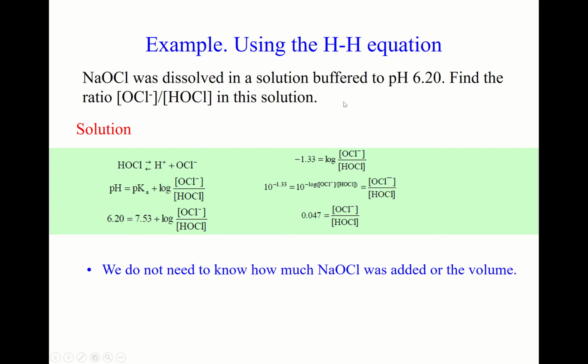7.53, and this solution is already buffered at pH 6.20. So we can write this equation, and then this is very simple. We can solve for this ratio. And finally we get the ratio of these two ion species is 0.047.